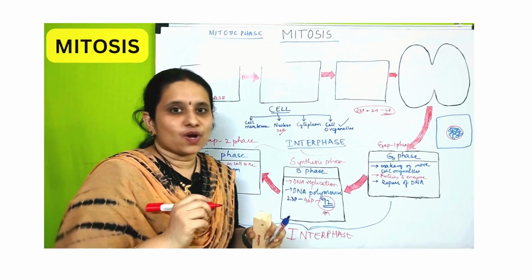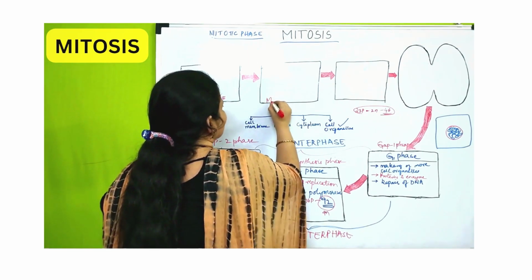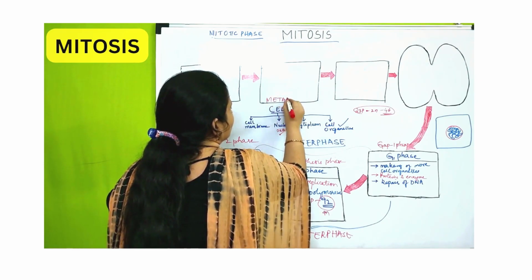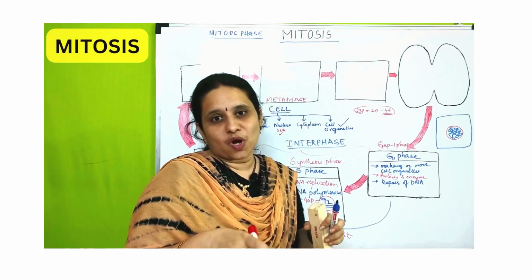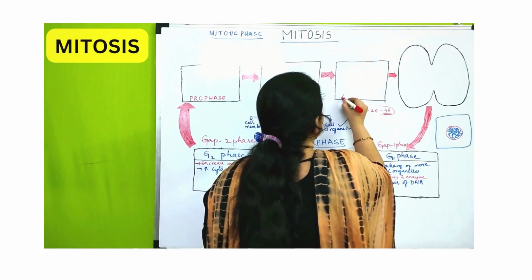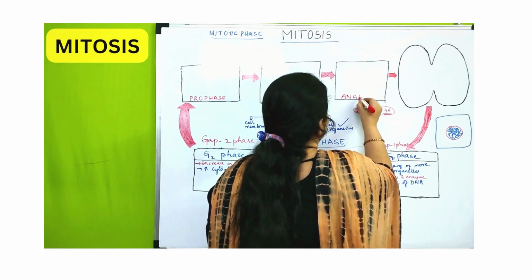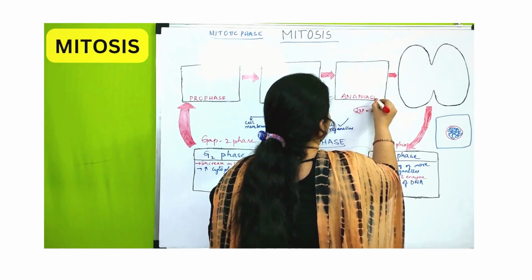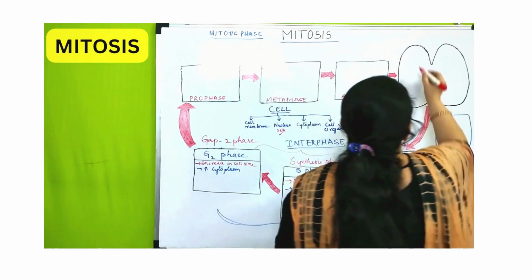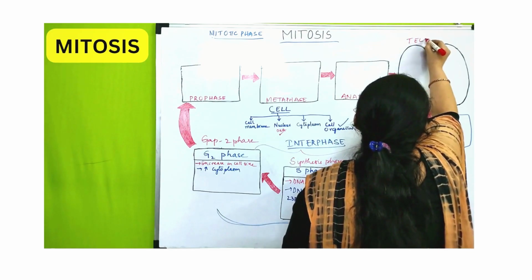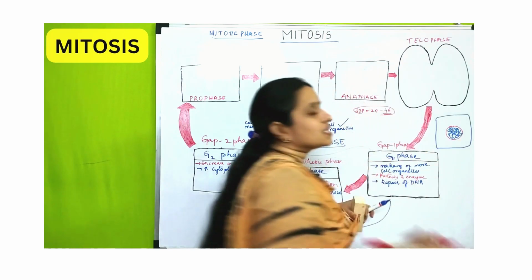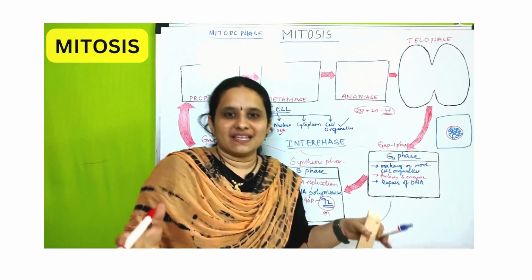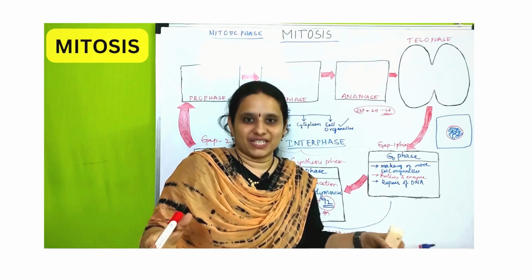The second phase we call metaphase. And the next phase we call anaphase. And the last phase we call telophase. So these are the 4 phases present in mitosis.